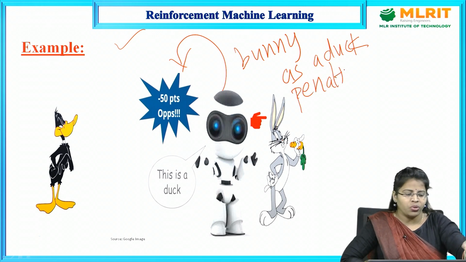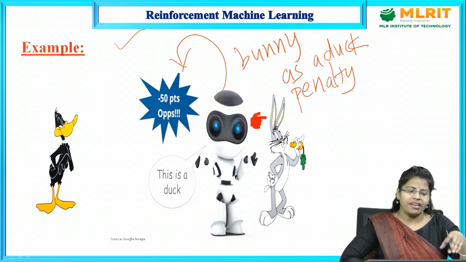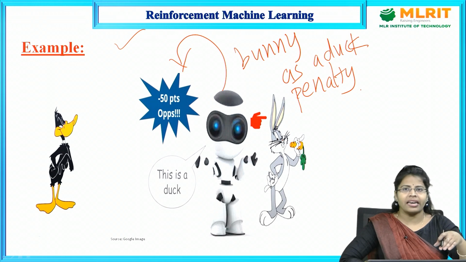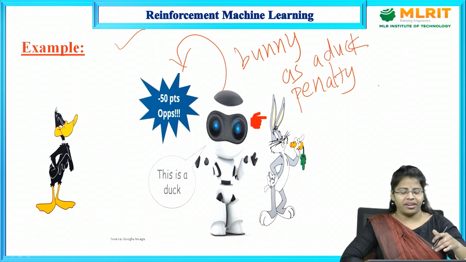I already told you the reinforcement machine learning is going to work based on an optimal policy, that is, whenever it gives the correct answer, it is going to get a reward for it. Whenever it identifies a wrong answer, then it is going to get minus 50 points, that is a penalty for it.